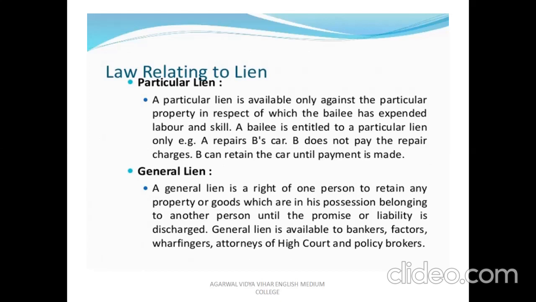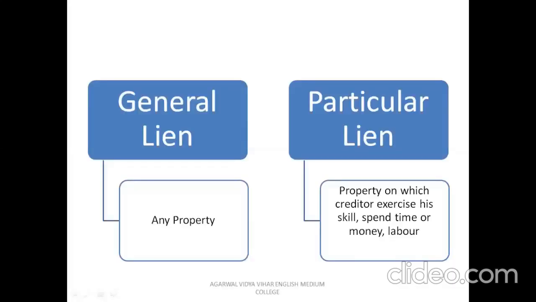The next is the general lien. The general lien is the right of a creditor to retain possession of any property belonging to the debtor, in exchange for the amount which is due. I prepared this chart for you, so it will be easy for you to understand that the general lien means the right of the creditor to retain possession of any property, and particular lien means the creditor can retain the property on which he has exercised his skills, time, money or labor.